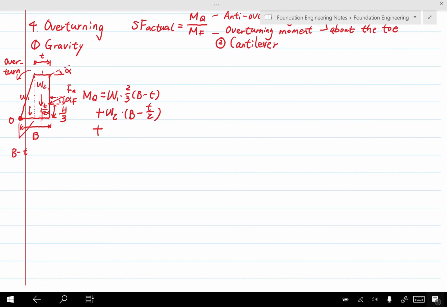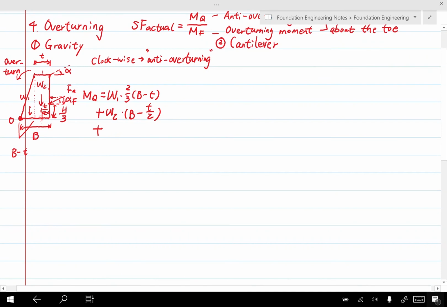And here we are talking about anti-overturning. So which one should we have? Let's put it here. I may have given you some wrong information, so I want to make a correction here. Clockwise is anti-overturning. So here we talk about the clockwise.